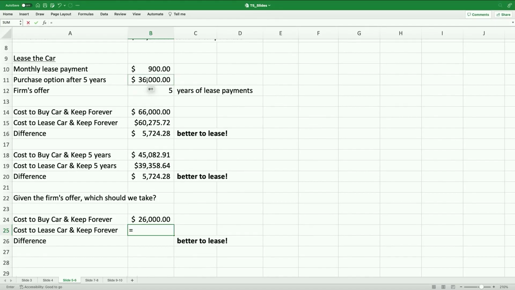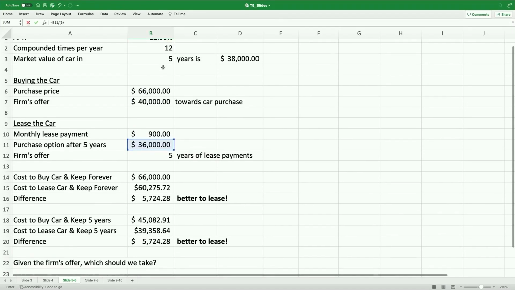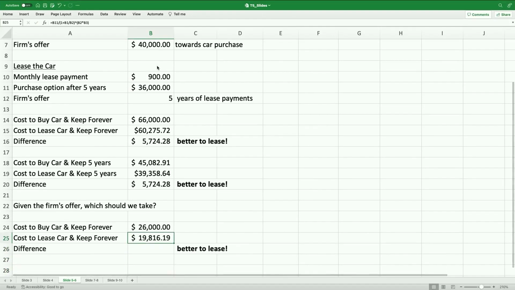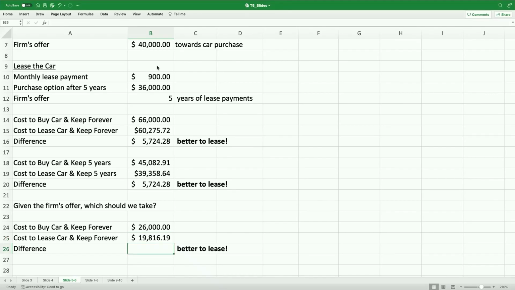So all we need to do is take this $36,000 and discount it back to today. Let's do that. 36,000 divided by 1 plus, remember our discount rate, 12% divided by 12. We're going to discount it back. How many periods? 12 times 5. All right. And we get 19,816.19. The difference between these two is $6,183.81. So indeed, again, it's better to lease.